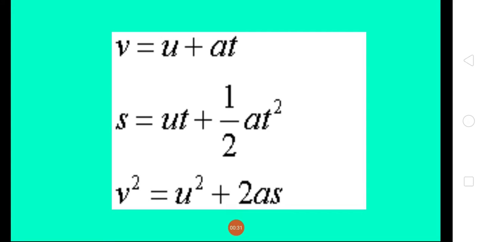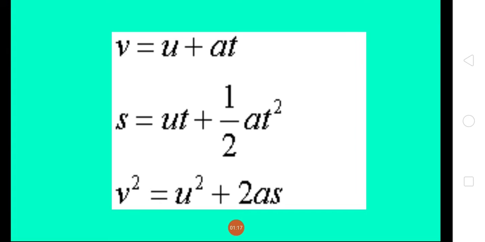So you can see here all the three equations. The first equation, V equal to U plus AT. This equation shows the relationship between velocity and time. The second equation, S equal to UT plus half AT square, gives the relation between distance and time or position and time. And the third equation, V square equal to U square plus 2AS, gives the relation between position and velocity or distance and velocity.